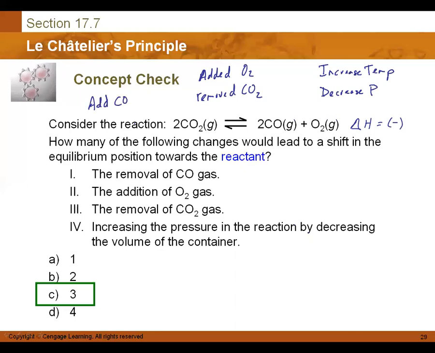All right, so take a couple of minutes here, a minute or so, and try to figure out what's going to happen in each of these cases. Will it shift to the left? Will it shift to the right? Or will there be no change in this case? So think about what will happen in each of those cases if we separately did all those things.